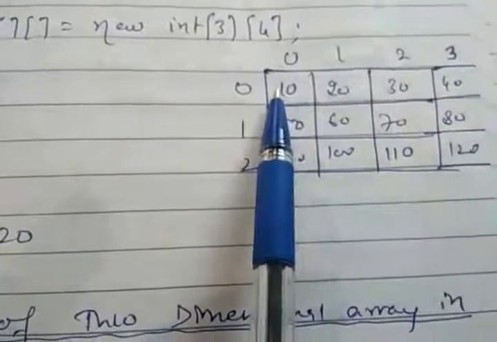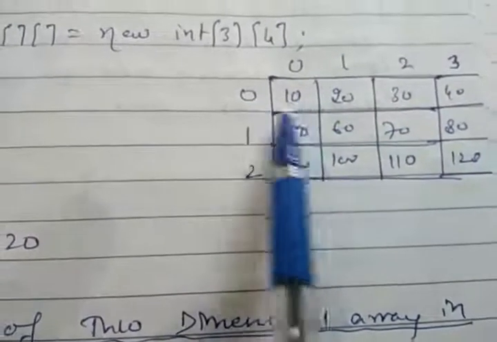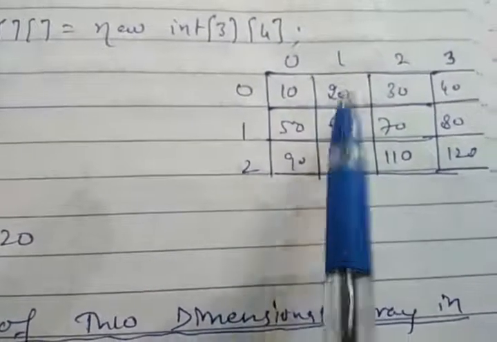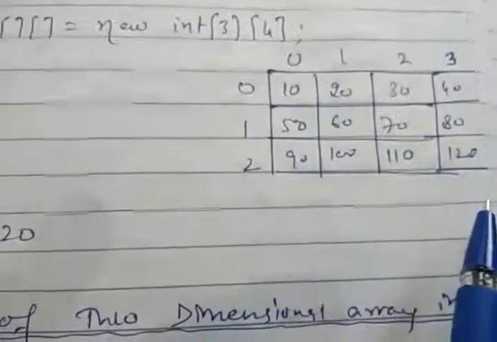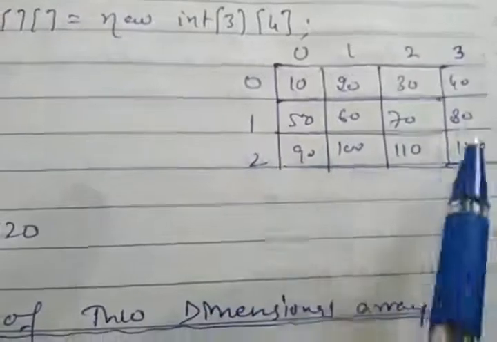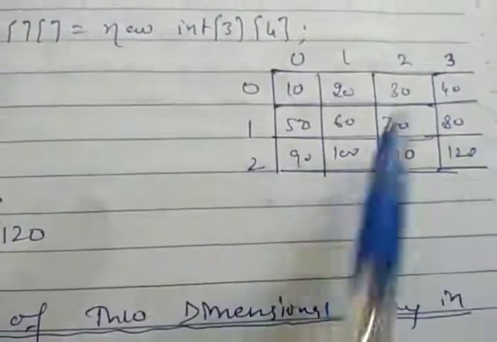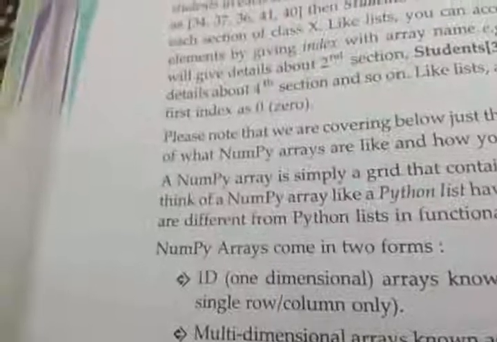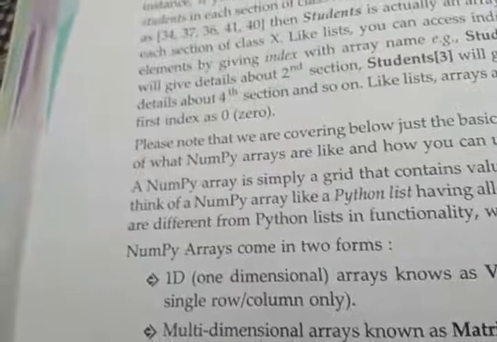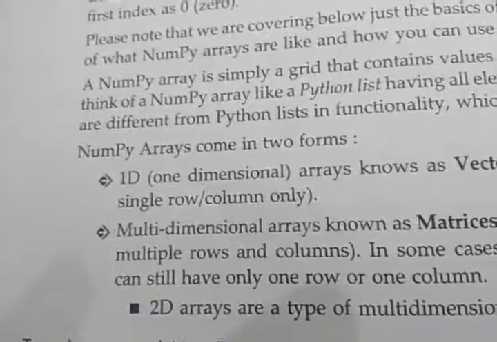So the first index of the 2D array will be 0 of 0 for 10, and the index of 20 will be 0 of 1, and the index of 30 will be 0 of 2 and so on. So in this array the last index will be 2 of 3. Index always starts from 0, and the last index will be size minus 1. Index cannot be a decimal and a negative value.